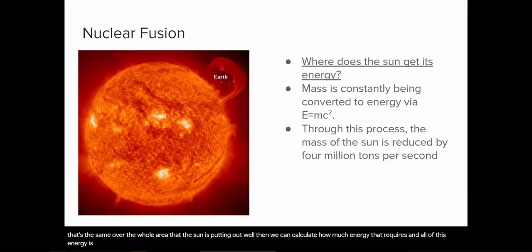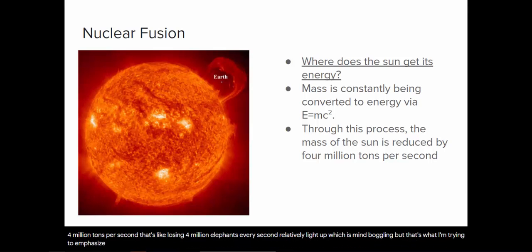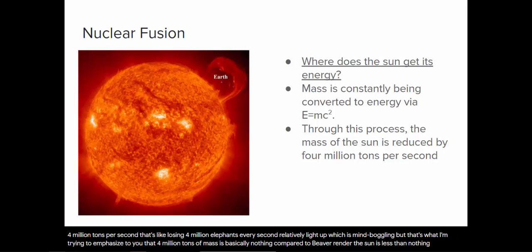And all of this energy is powered by E equals mc squared. Literally mass is becoming energy. And through this process, the mass of the sun is reduced by 4 million tons per second. That's like losing 4 million elephants every second, relative to light elephants, which is mind-boggling. But that's what I'm trying to emphasize to you, that 4 million tons of mass is basically nothing compared to the Earth. Compared to the sun it's less than nothing, right?